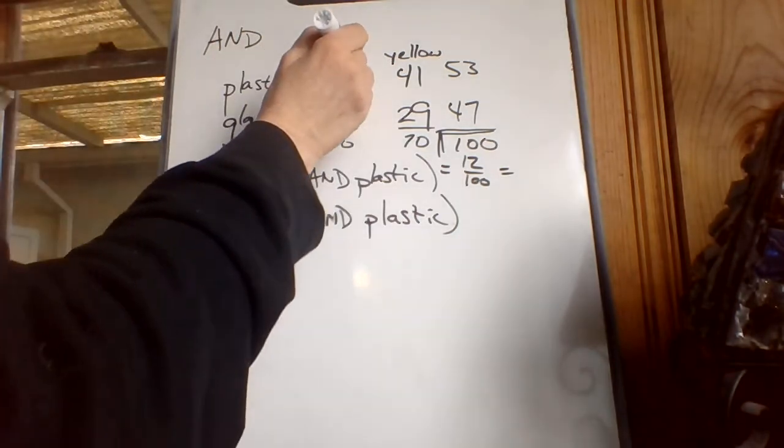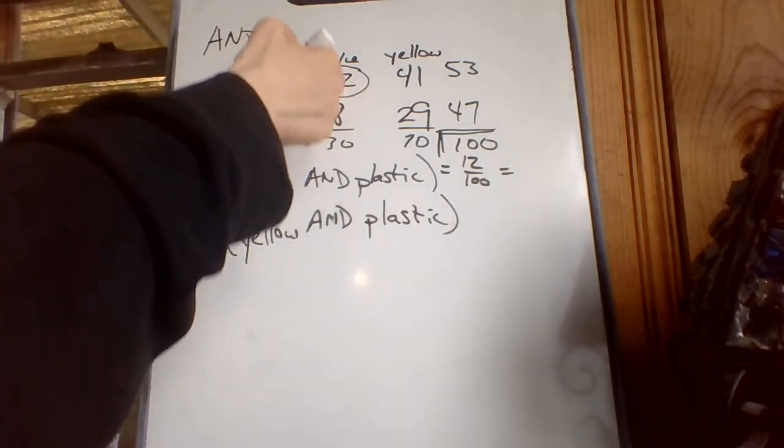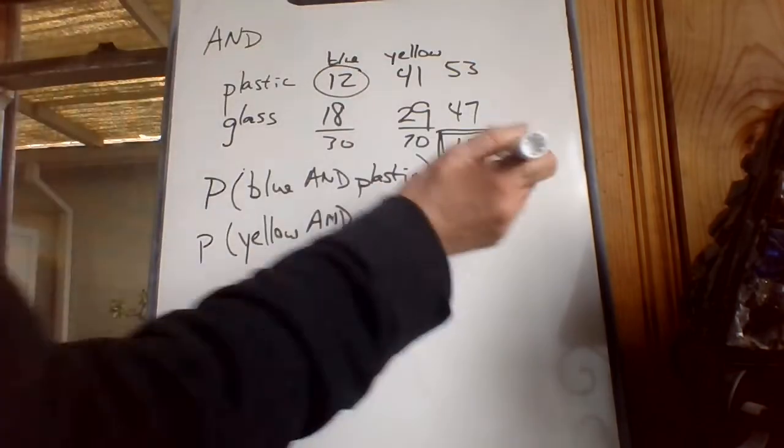But all I did was think it through. I didn't try to use a rule. I just went to the ones that match the words, blue and plastic. One circle right there. That's all you get. 12 out of 100 in my calculator, because I don't like to reduce fractions since I don't want to think it through. So I got 12 divided by 100 in the calculator. Oh, that's 0.12. Probably could have figured that out.